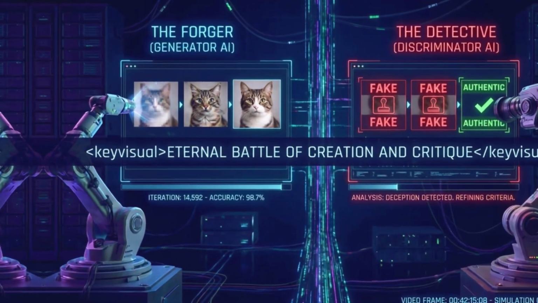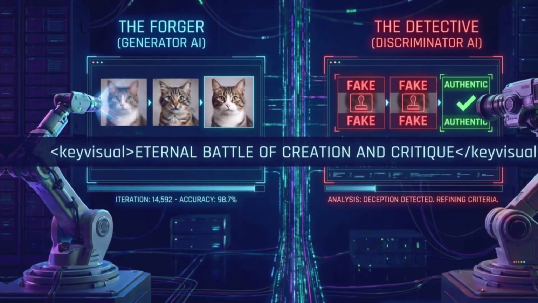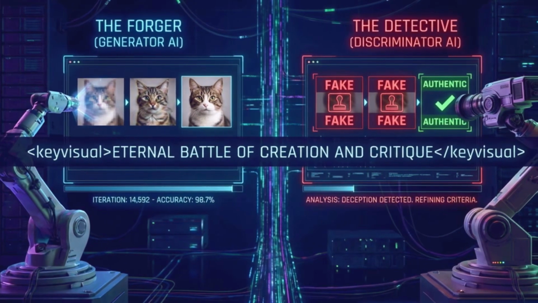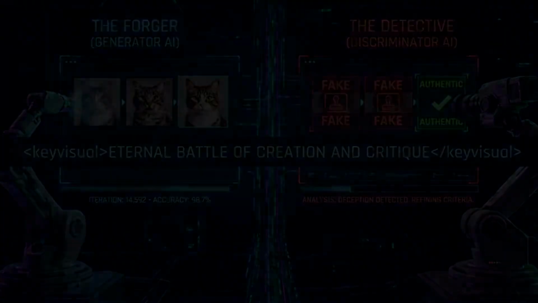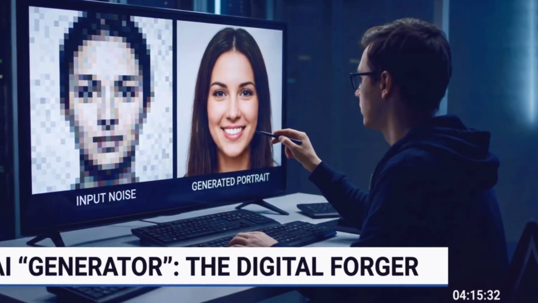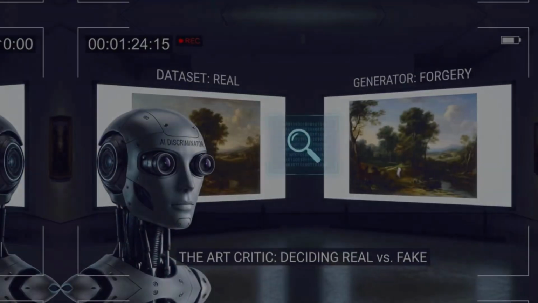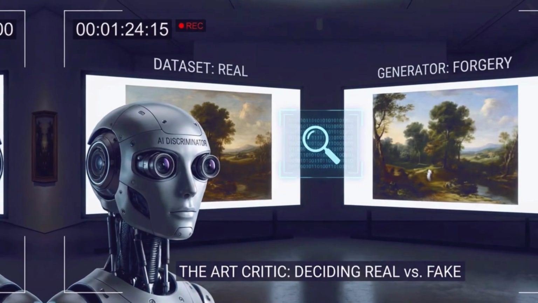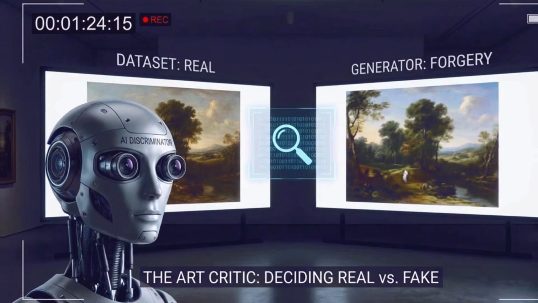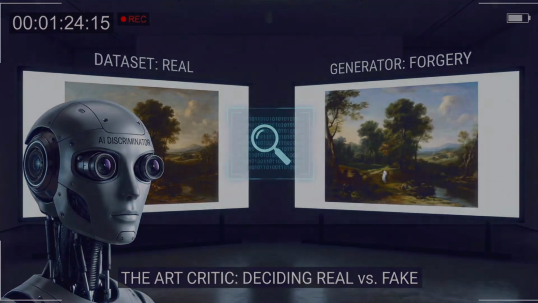In the beginning, the forger is terrible. Its portraits are monstrous, distorted messes, and the critic easily calls them out as fake. But with every failure, the forger learns. It analyzes why it was caught and refines its technique. The critic, in turn, gets better at spotting even the most subtle flaws. This digital duel, happening millions of times per second, forces the generator to evolve at an exponential rate, until eventually it can create portraits so convincing they are indistinguishable from a real photograph.